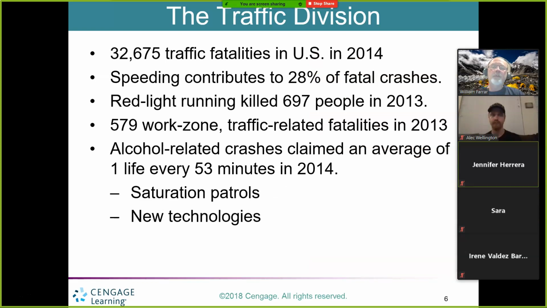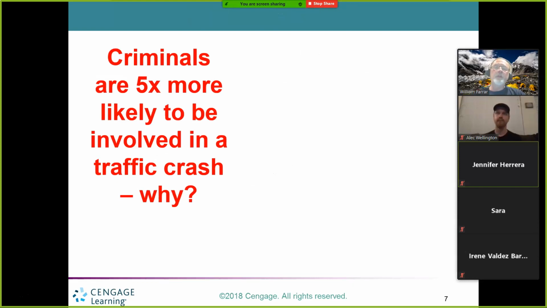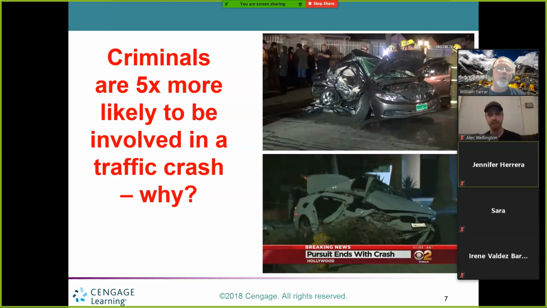We'll go through this in this presentation. I'm not going to go through all the stats, but there are a lot of crashes and a lot of fatalities. One thing that's interesting is that criminals are 5 times more likely to be involved in a crash. Any ideas why that would be true? Yeah, because they're under the influence. Okay, so that's one.